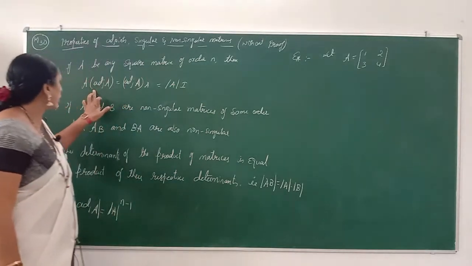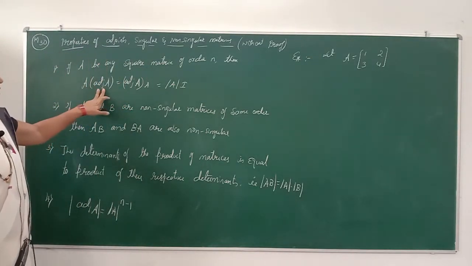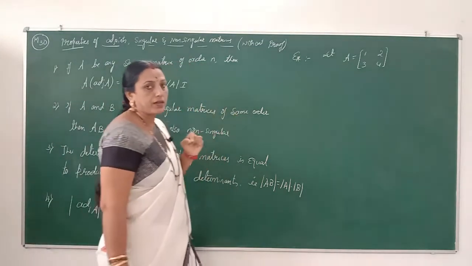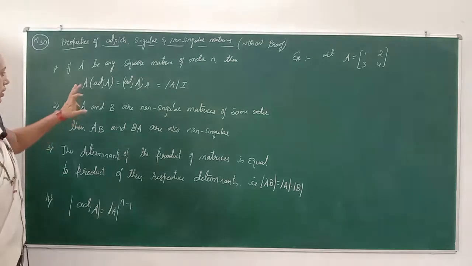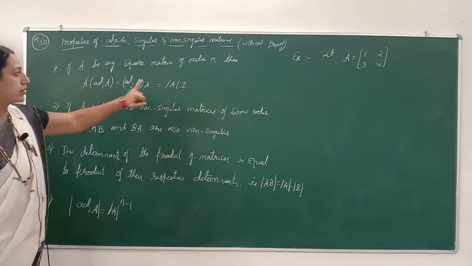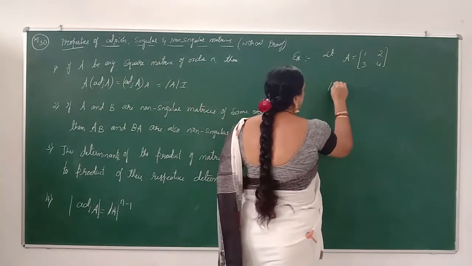Now first, what we will find is the adjoint and determinant of A, the given matrix. So for the first property, we have to solve the adjoint and then the determinant of A. Now first we'll find the determinant of A.